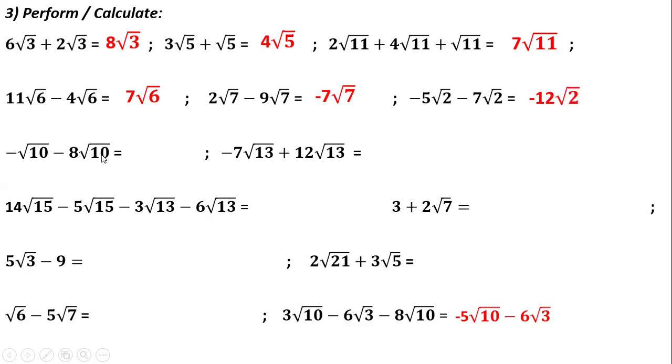Minus radical 10 minus 8 radical 10, I have same radicands. Minus 1 minus 8 is minus 9 radical 10. Minus 7 radical 13 plus 12 radical 13, it's 5 radical 13. I can add or subtract.